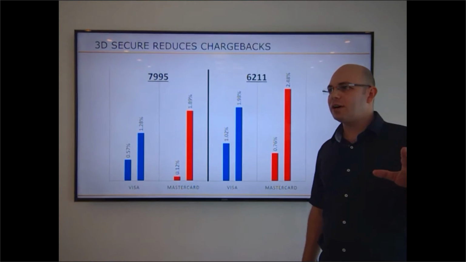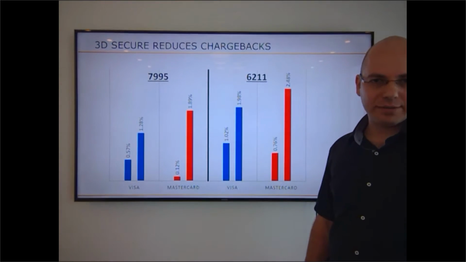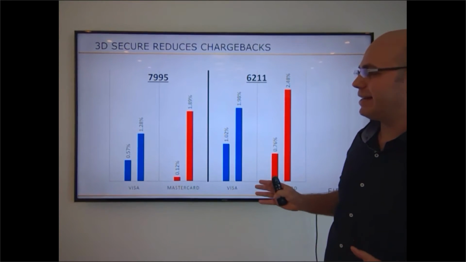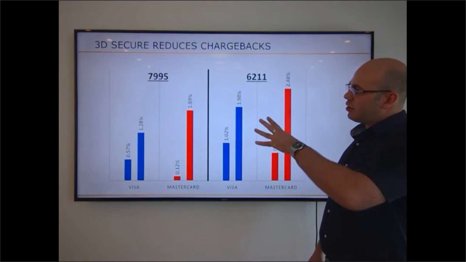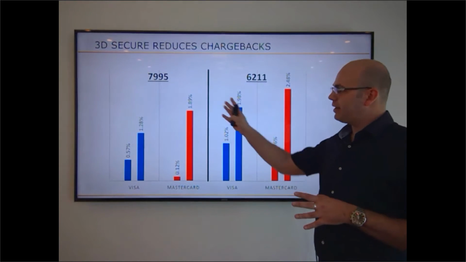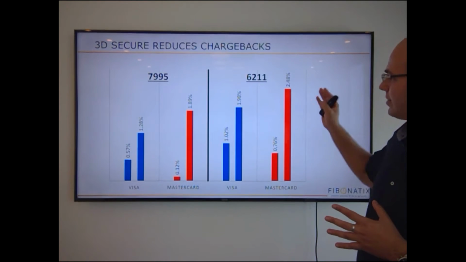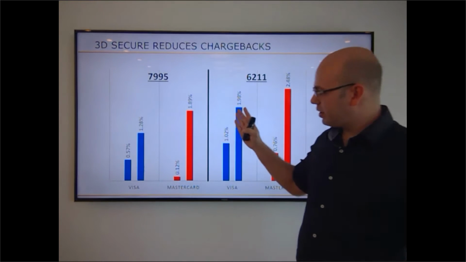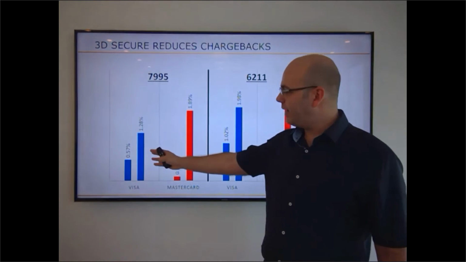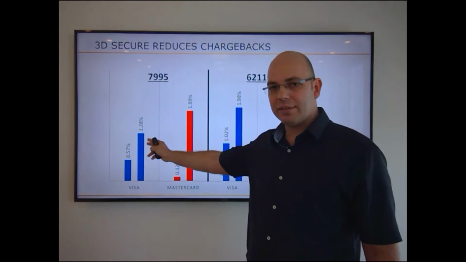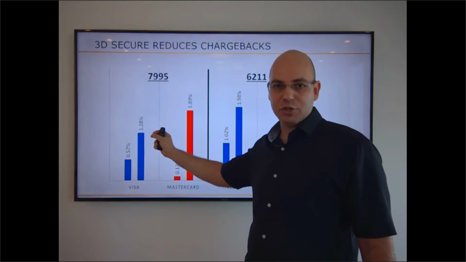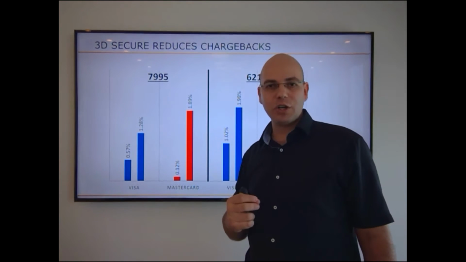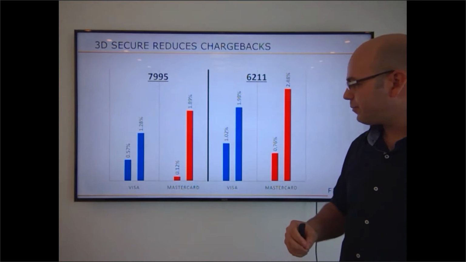Now, something else that's very good with regards to 3D Secure. 3D Secure also reduces chargebacks. So I want to compare here. This is Fibonacci's data, and we want to compare 2 MCC codes. So 7995 online gambling and 6211 financial services, forex and binary. So look at the numbers here. For Visa, for 7995, 1.28% chargeback ratio without 3D Secure, 0.57 chargeback ratio with 3D Secure.